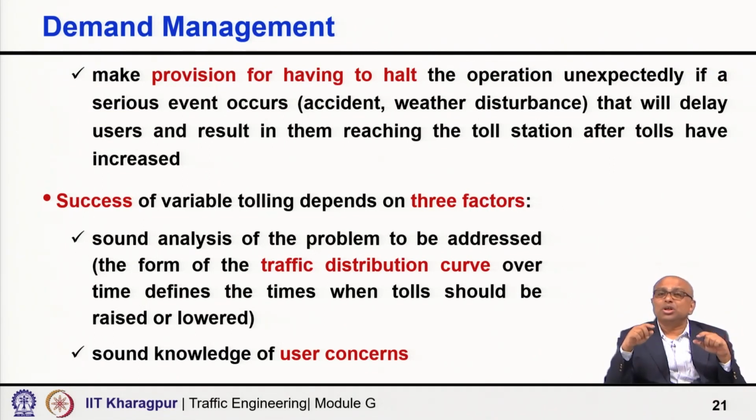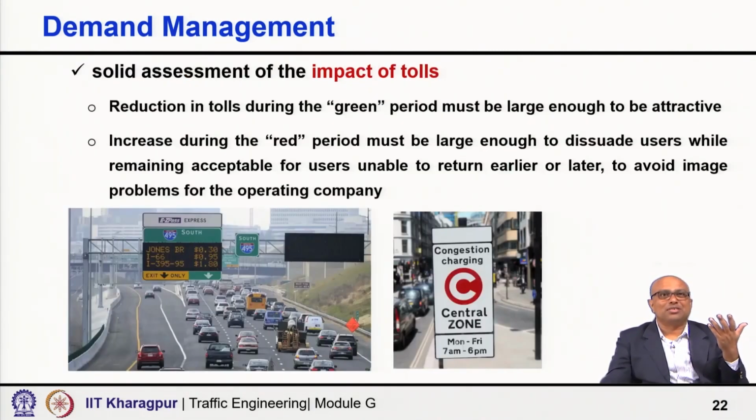Then sound knowledge of the users' concerns, because it has to be acceptable to the community. So, what are the user concerns? I must be aware of those concerns. And third, solid assessment of the impact of tolls. That means the reduction in toll during the green period must be large enough to be attractive. If you make a very small difference between red and green, people probably do not care.